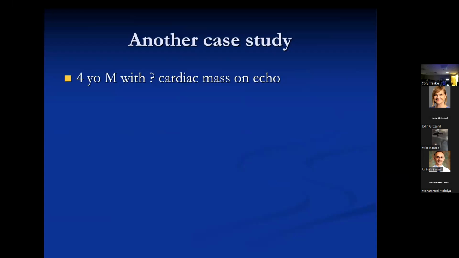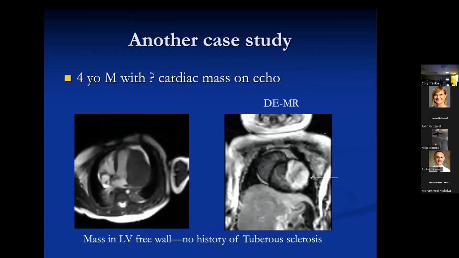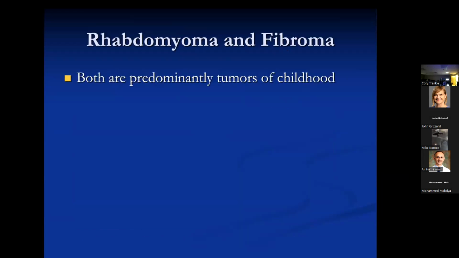Okay. Now here's some pediatric cases. We're going to look at a 4-year-old with a questionable cardiac mass on echo. Indeed, we confirmed it on MR. It involves a lot of the left ventricular free wall, very large lesion. He does not have tuberous sclerosis, which is important, as we'll describe. And there it is on its delayed enhancement, all right? So it's quite bright, maybe with a kind of darker center.